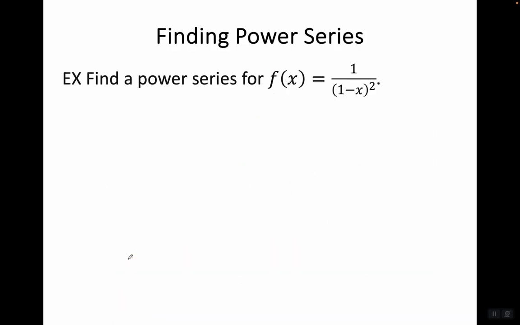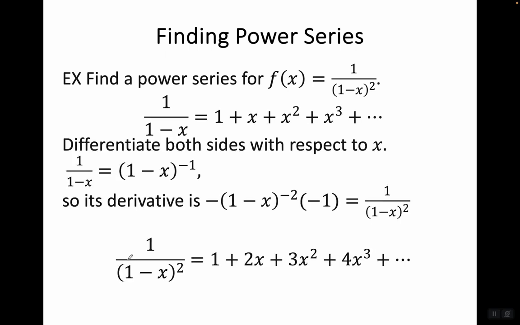Okay, find a power series for f of x equals 1 over 1 minus x squared. Not 1 over 1 minus x squared, but 1 over 1 minus x quantity squared. This is a tricky one. So we're going to write this as 1 over 1 minus x equals 1 plus x plus x squared plus x cubed plus etc. based on the formula for an infinite geometric series. Differentiate both sides with respect to x.